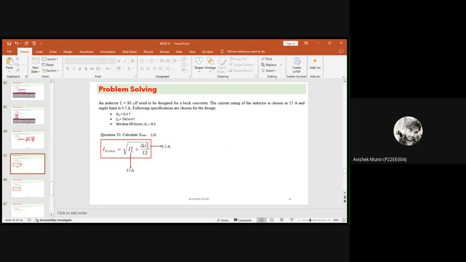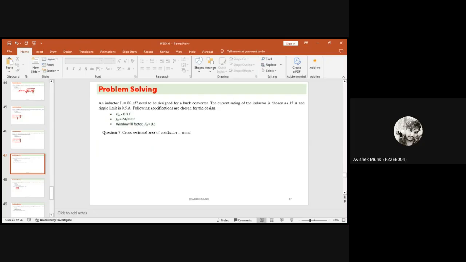So whether it is 3.37. So this is 15, this is 0.5. So what will be the answer? 3.37. How could it be 3.37? It will be around 15 ampere. Okay.